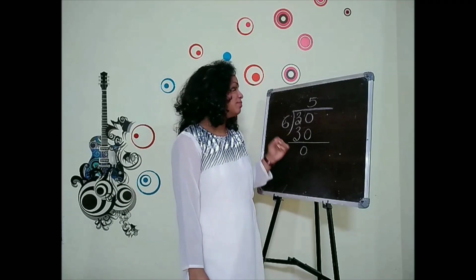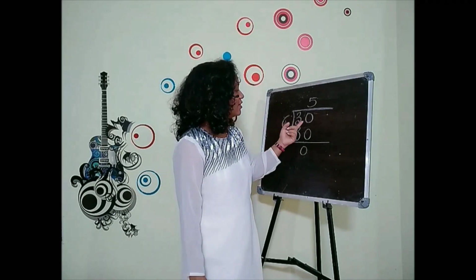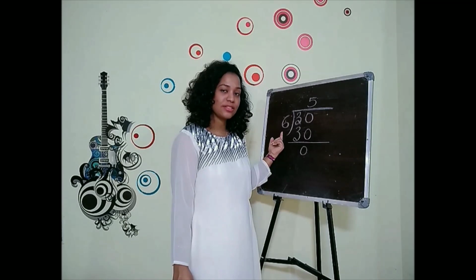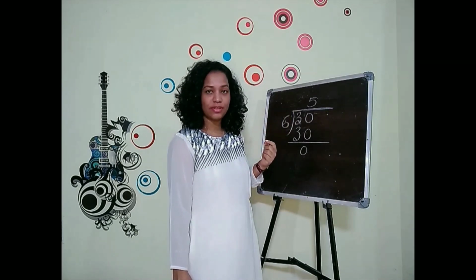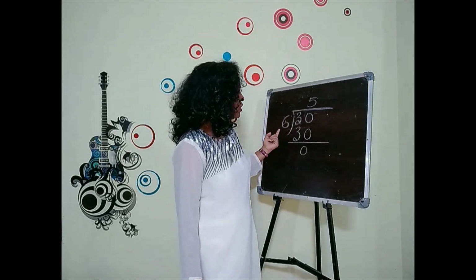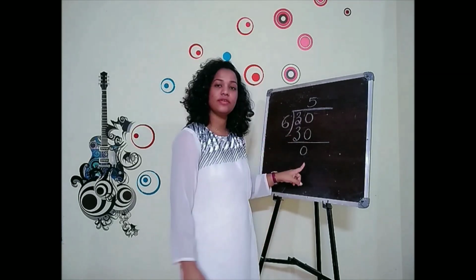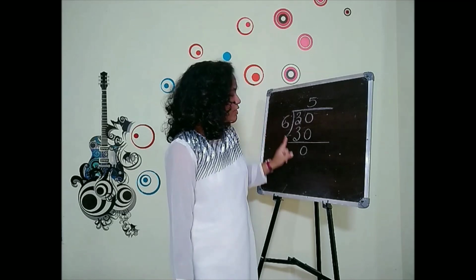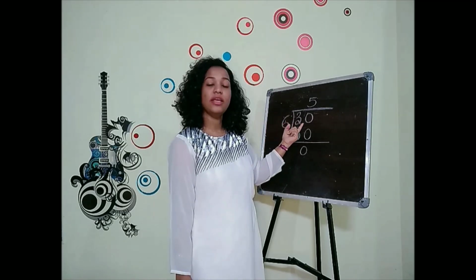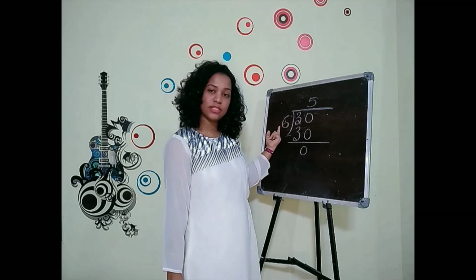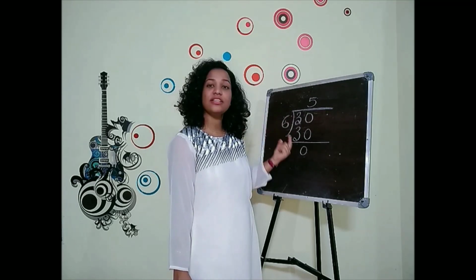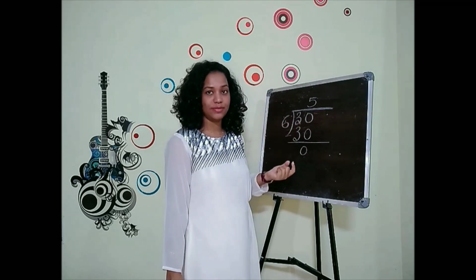In class 4, we have learnt factors and multiples. Let's revise those definitions. I have shown a simple division here on the board. 30 divided by 6 is equal to 5, right? So we multiply 5 into 6, we get again 30 here. When we subtract this, we get 0. So this means 30 is the multiple of 6 and 6 is a factor of 30.